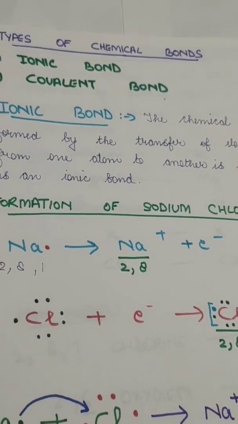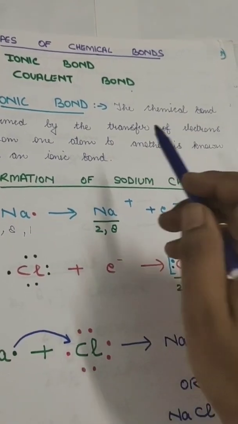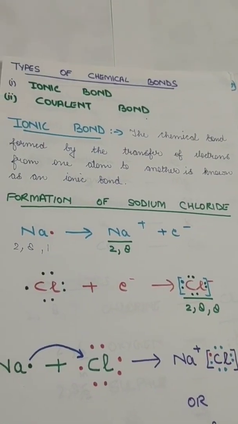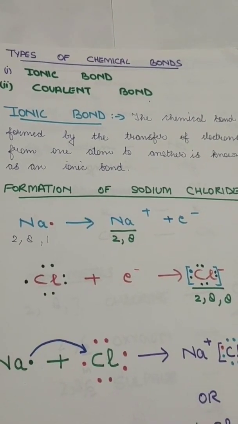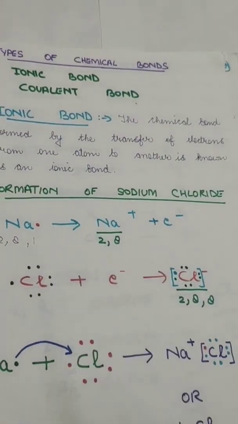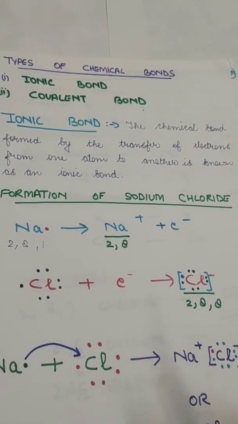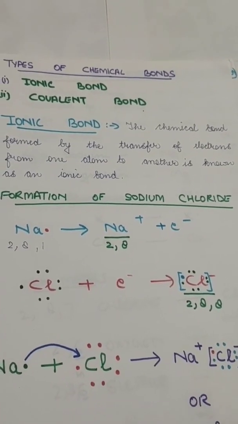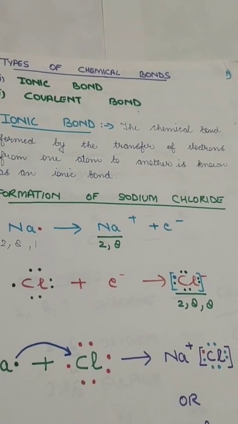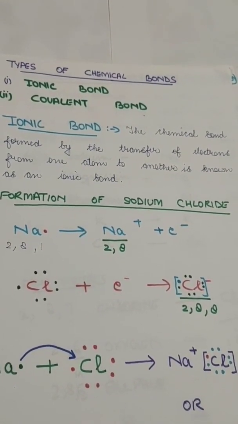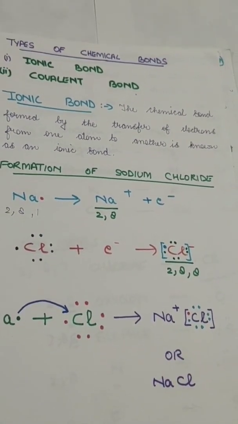Ionic bonds are the chemical bonds which are formed by the transfer. Remember the word transfer here, because there is transfer of electrons. Sharing can only be termed in the covalent bond, because sharing is done there. But in this case they don't do sharing, they transfer the electron from one element to the other element. So in the ionic bond, there is transfer of electrons from one atom to the other, known as ionic bond. Now first we are going to study the formation of sodium chloride.